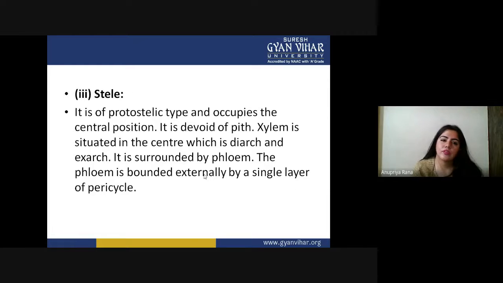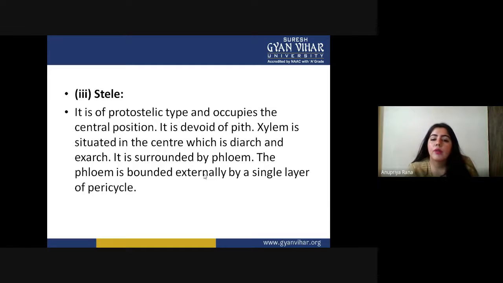If we see the root stele, it is protostelic, a simple, primitive kind of stele, the same kind seen in the leaflet. It occupies the central position. It is devoid of pith, meaning pith is not present. Xylem is situated in the center, which is diarch and exarch. That means there are two xylem bundles, exarch in condition, meaning towards the outer side. It is surrounded by the phloem.